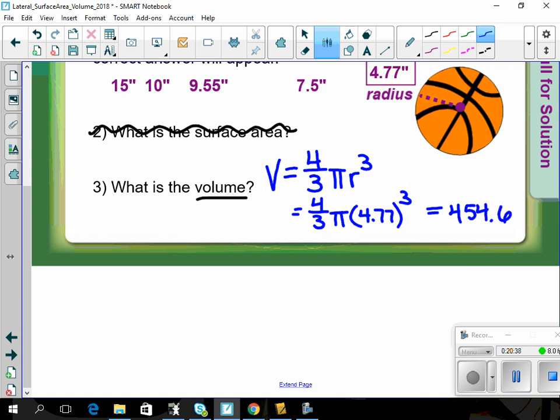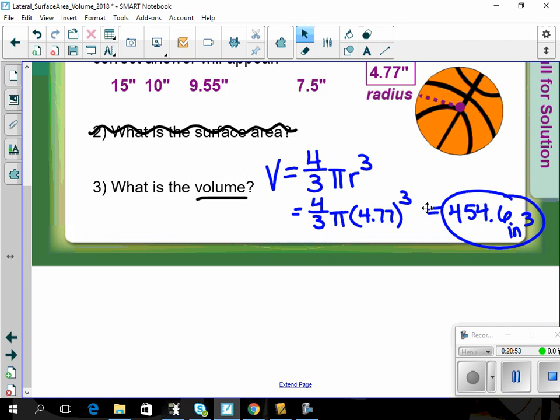Now, what are my units? What do those two little lines mean? Inches. So it's inches cubed. So make sure that for volume, whatever the unit is, it's to the third power. Okay? Excellent.